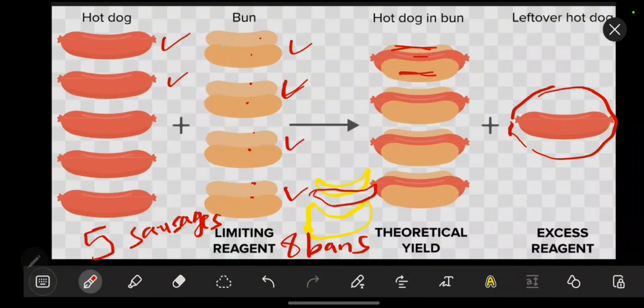For 2 buns you need 1 sausage, 1 sausage, 1 sausage. So what happens to the rest? It means there is an excess of sausage. That means the bun is the limiting reagent. So after this, I don't expect you to fail any question under the limiting reagent.